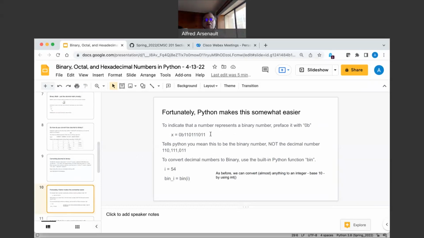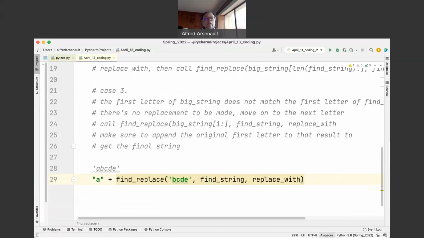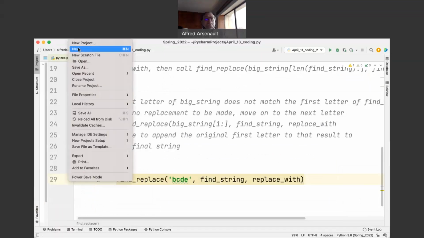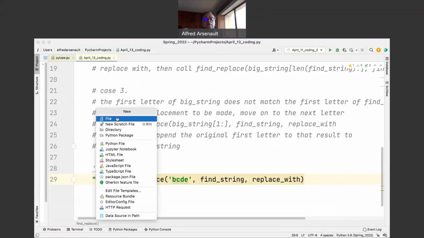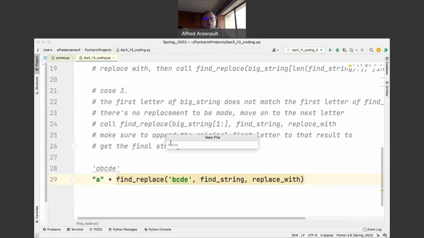I want the base 2 number. And you can use a built-in function to convert decimal to binary. And you can convert to base 10 by using int. So very quickly in PyCharm, let me create a new file. And I've already used the name April 13th, so I'm going to call it this way.